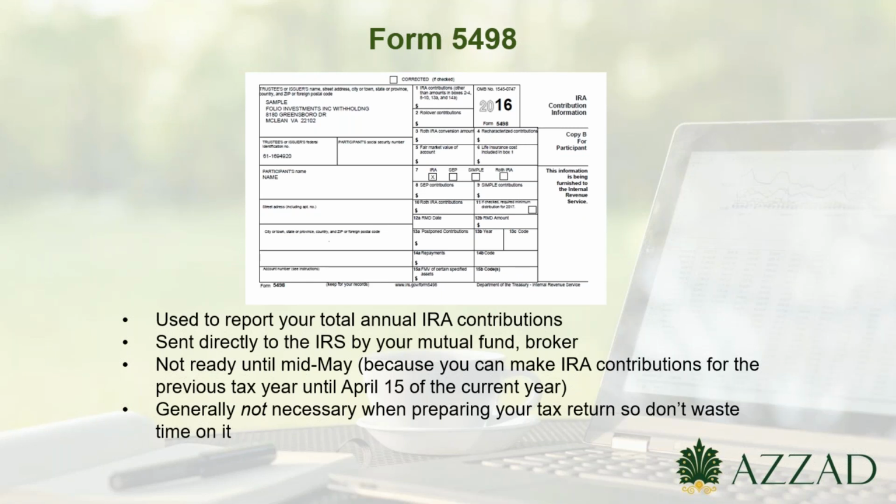Another form you may see in your account is a 5498. This form is used to report your total annual IRA contributions. It's sent directly to the IRS by your mutual fund or broker. It's not ready until mid-May because you can make IRA contributions for the previous tax year until April 15th of the current year. Generally, it's not necessary when preparing your tax return, so don't waste time on it. If you have an IRA account and you see a 5498, you can generally ignore it.